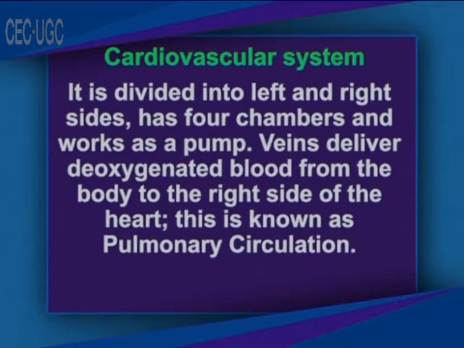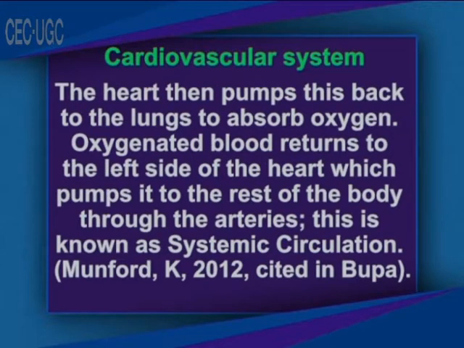It is divided into left and right sides, has 4 chambers and works as a pump. Veins deliver deoxygenated blood from the body to the right side of the heart, which is known as the pulmonary circulation. The heart then pumps it back to the lungs to absorb oxygen. Oxygenated blood returns to the left side of the heart, which pumps it into the rest of the body through the arteries. This is known as systemic circulation.